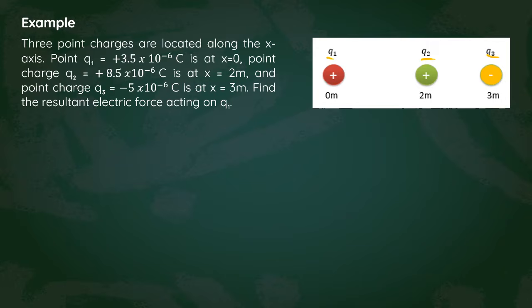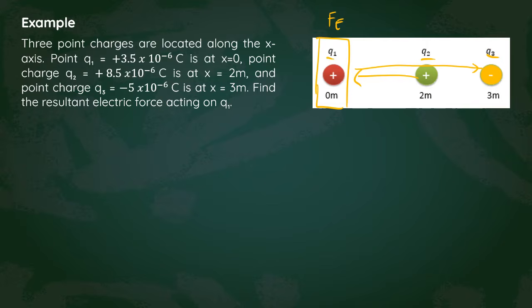So let's solve for the resultant electric force acting on Q1. What's the resultant force acting on Q1? There are two particles exerting electric force on Q1. Q2 exerts a force on Q1 as well as Q3. And if we look into the charges of our point charges, Q1 and Q2 are positive. Therefore, Q2 will exert a repulsive force on Q1, and Q3, since its charge is opposite to the charge of Q1, will exert an attractive force.